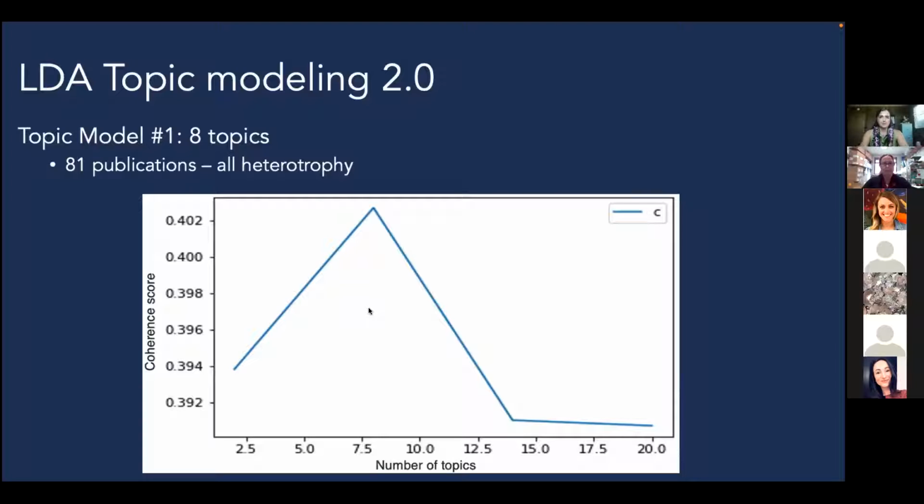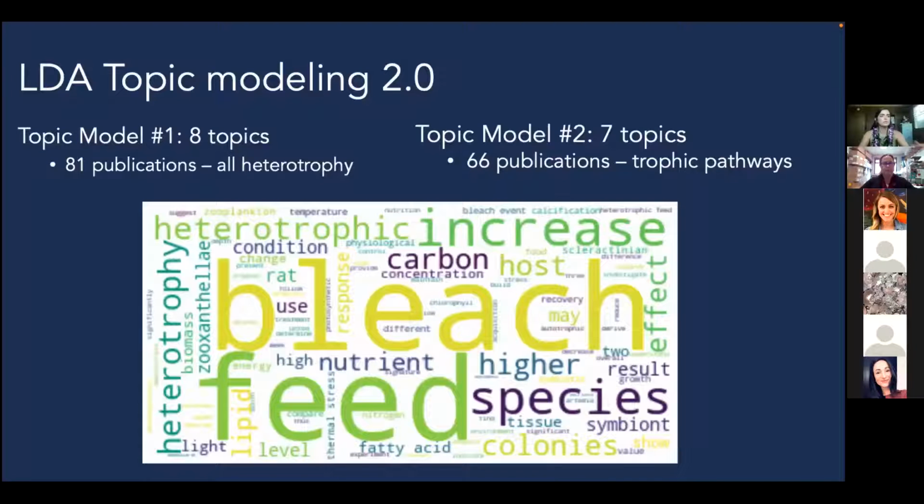I remember I'd read all of the articles and I saw that within those 81, 66 of them explicitly investigated trophic pathways within a coral. So I was wondering if I created a second topic model from this manually curated data set, would those topics change? When I did that, similar word cloud with the second topic model with fewer publications, 7 topics was ideal.